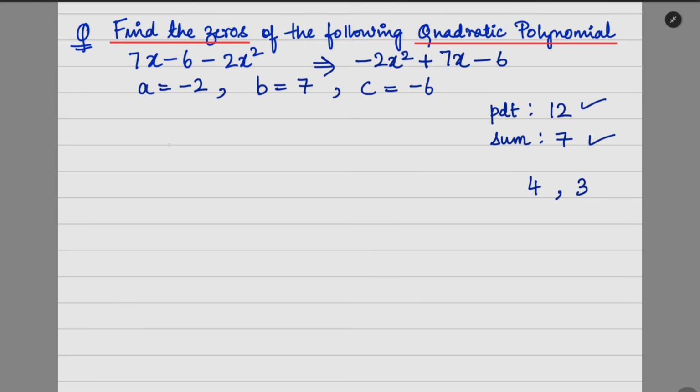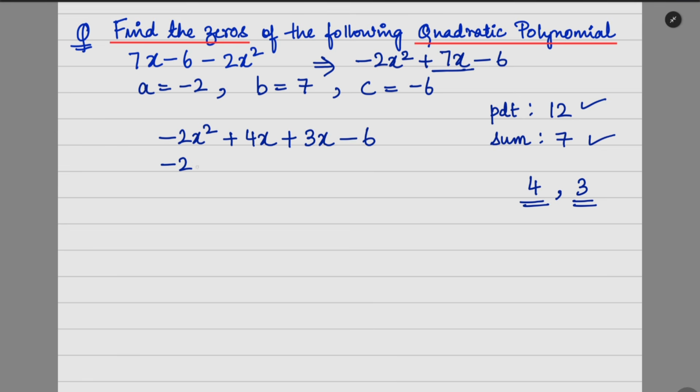Now let's do the middle term splitting. So minus 2x square. I'm going to write 7x as plus 4x and 3x. Yeah, so this I am doing the middle term splitting. So the middle term is being split into 2. So 4x plus 3x, and the last constant I'm writing as such.